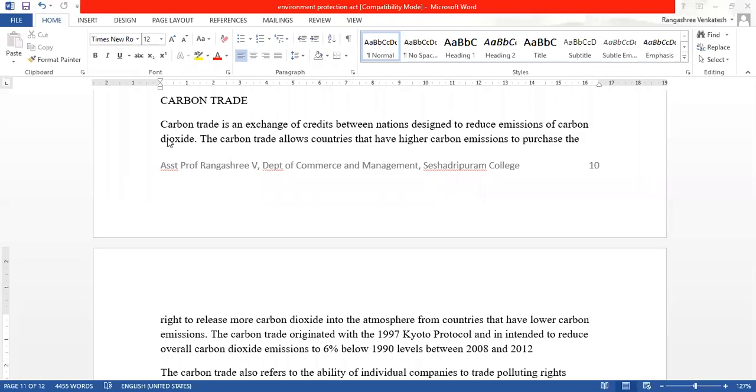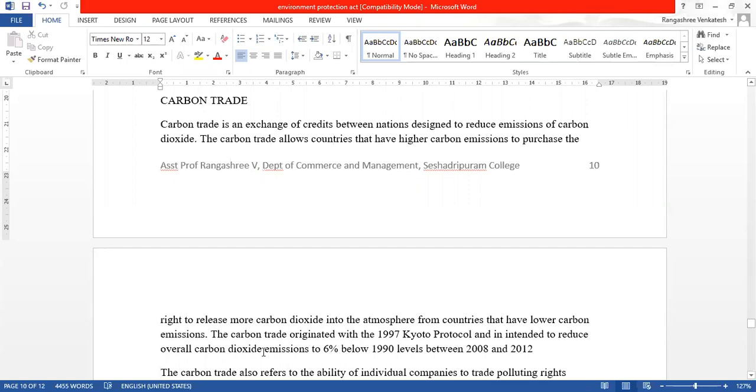Carbon trade. So what is carbon trade? Carbon trade is an exchange of credits between nations designed to reduce emissions of carbon dioxide. The carbon trade allows countries that have higher carbon emissions to purchase the right to release more carbon dioxide into the atmosphere from countries that have lower carbon emissions.